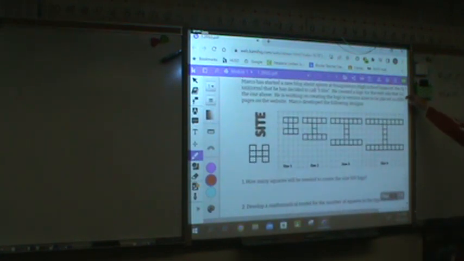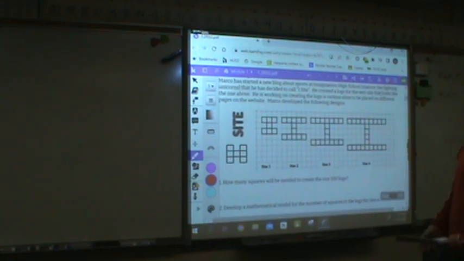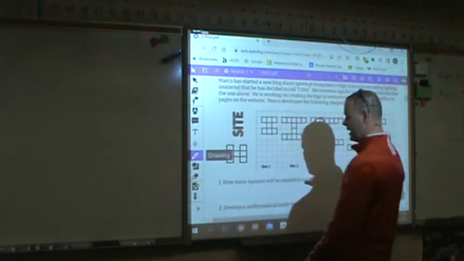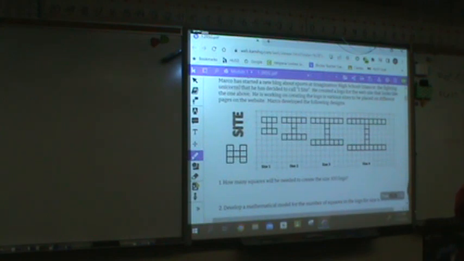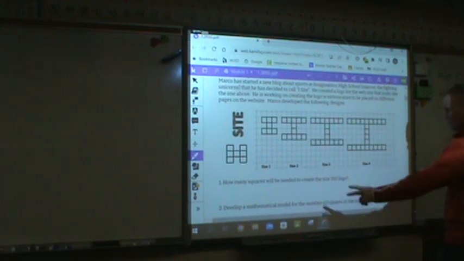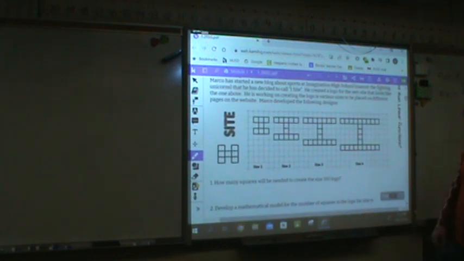All right, moving on. Marco has started a blog about sports at Imagination High School. They are the Fighting Unicorns. Yay, Fighting Unicorns. He started a website called Eyesight, and he created a logo that looks like the one below. Okay, it says above, but it's below. He is working on creating the logo in various sizes to be placed on different pages of the website. Here are the following designs: size 1, size 2, size 3, size 4. How many squares would be needed to create a size 100 logo?